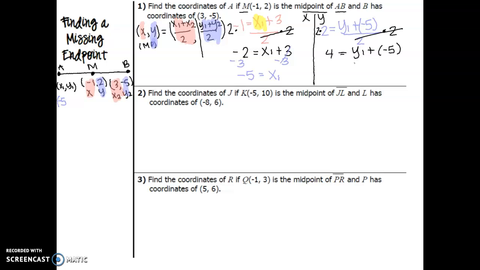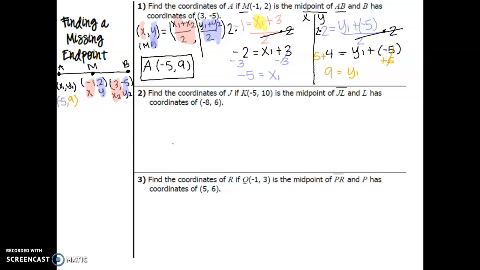I'm solving for y1. Therefore, here, I need to get rid of this -5. And the way I'm going to do that is by adding 5 to both sides. Always do the opposite. Then we have 4 plus 5, that is 9. And that is what y1 equals. And we are done. So our answer, what you will write here, will be A, and it has the coordinates of -5, 9. That's all we are doing there.